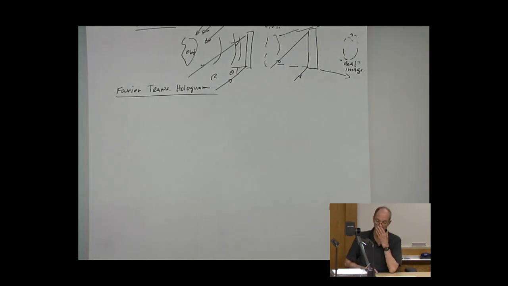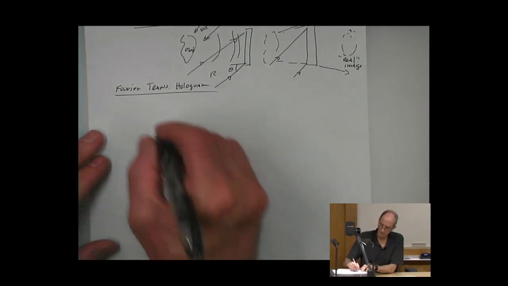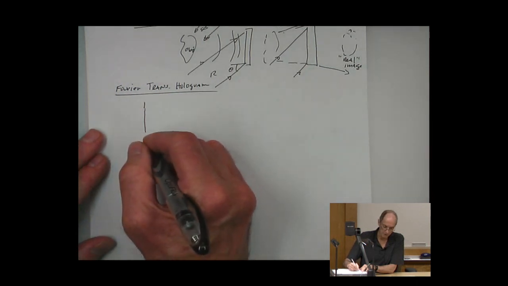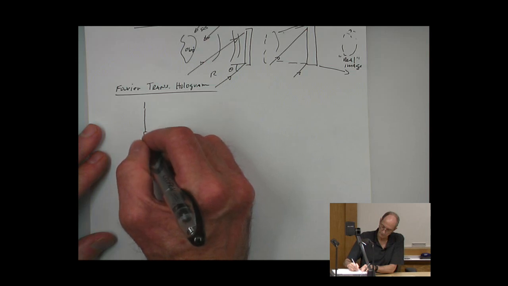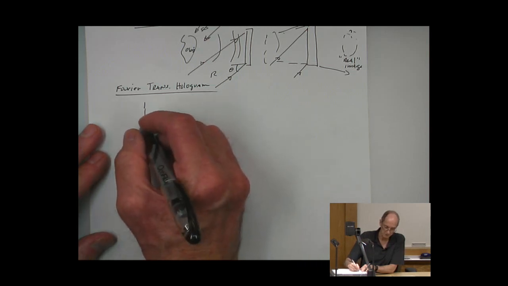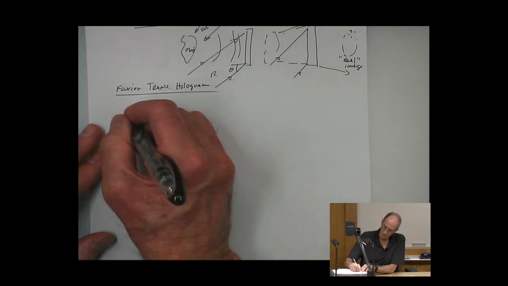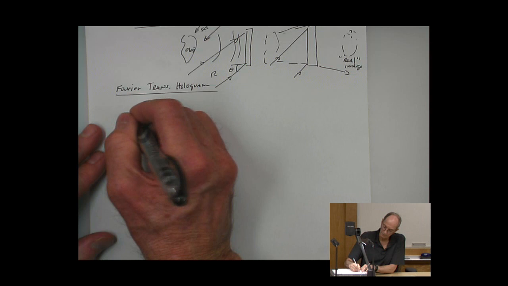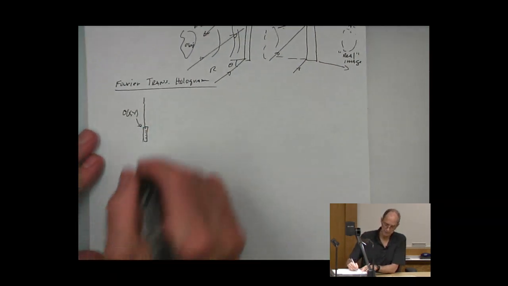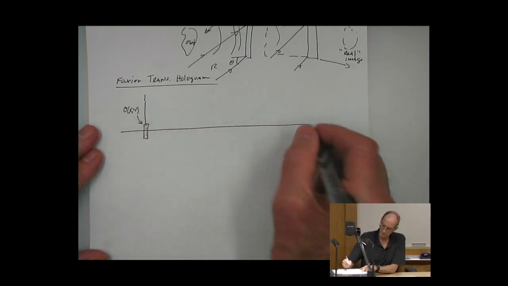All right, so here is our object out here on plane x1, y1. This time we'll have an object transparency, which has some function little o of x y, and here's the axis of our system, like so.